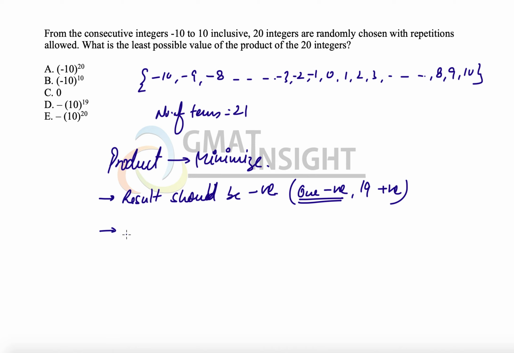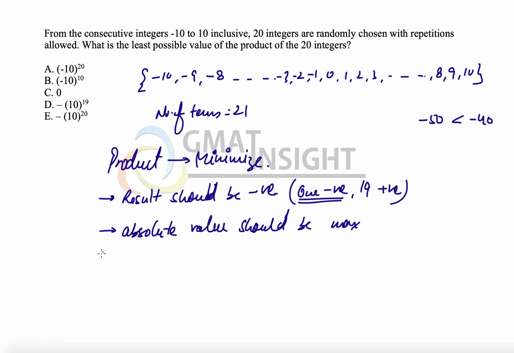The second target is that the absolute value of the result should be maximum, right? For example, minus 50 is smaller than minus 40. So the absolute value should be as big as possible. Minus 50 is smaller than minus 40, but the absolute value is bigger. So on the negative side, if the absolute value is bigger, the result will be minimized. So we have to take care of these two particular rules.